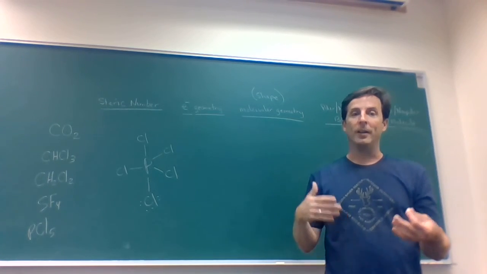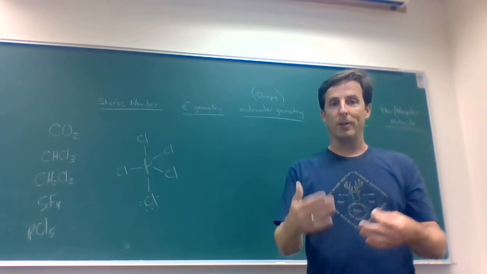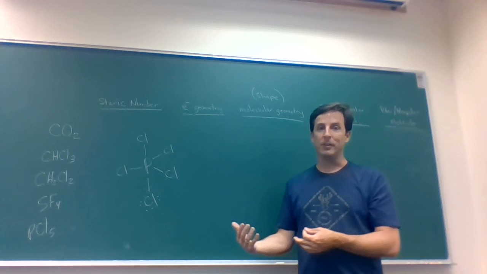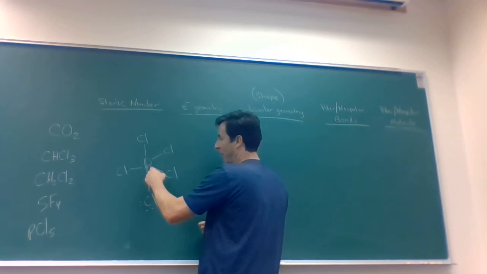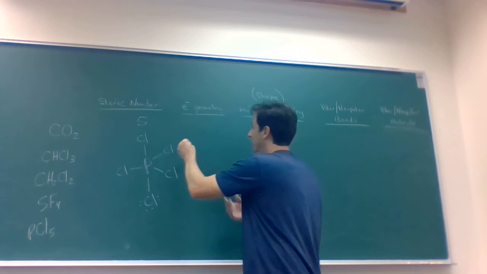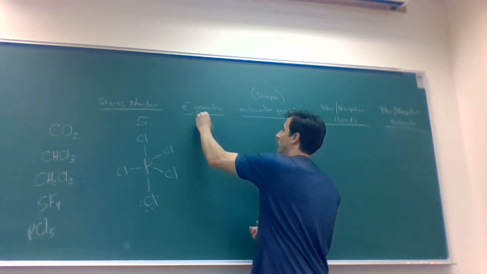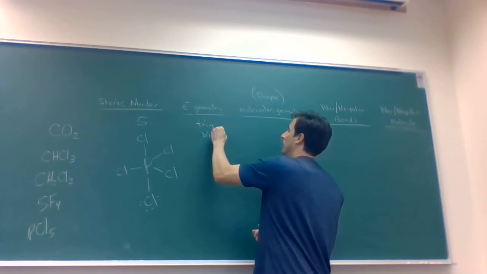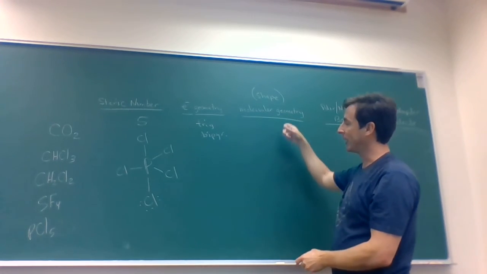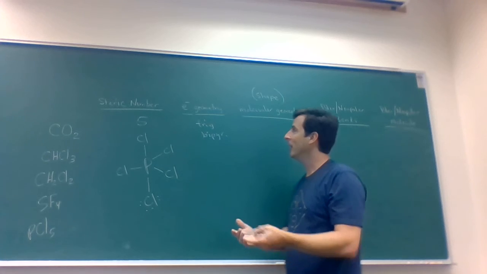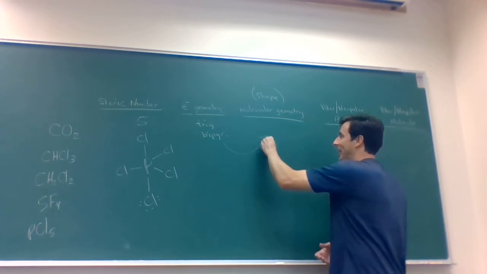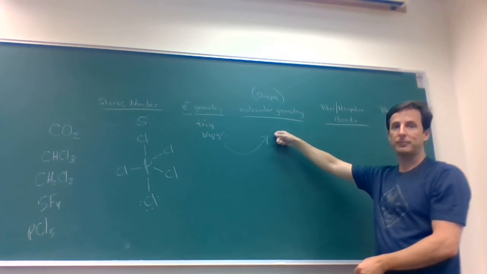But I do want, anytime you draw a Lewis dot structure, like on the test, I want to see all the lone pairs. So you got to show everything. Okay, but PCl5, the steric number on phosphorus is 5. The electron geometry is trigonal bipyramidal. When I look at this molecule, the molecular geometry, take off the lone pairs. Phosphorus doesn't have one, so the molecular geometry is going to be the same, trigonal bipyramidal.